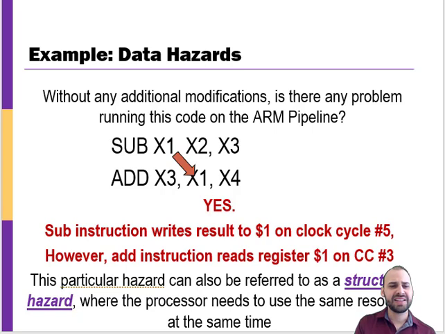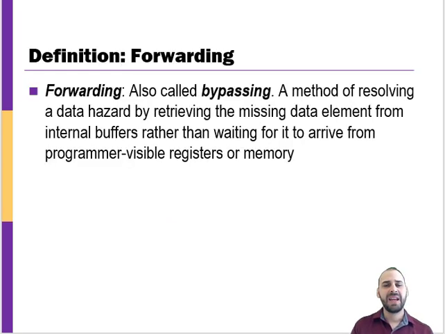Okay, so let's take this a little bit further. The key thing we want to look at is, what's the solution to this? We're going to modify our ARM pipeline architecture design to do something called forwarding. Sometimes people refer to it as bypassing. This is a way of resolving a data hazard by allowing us to take the correct value and bring it back to an earlier stage in the pipeline, to avoid having that underlying inconsistency, to avoid that data hazard. Okay, let's look at how we're going to do that.